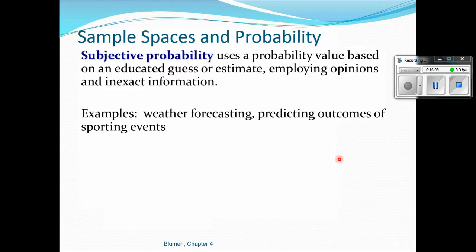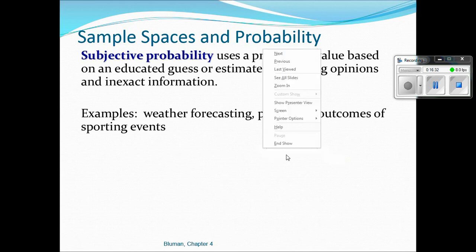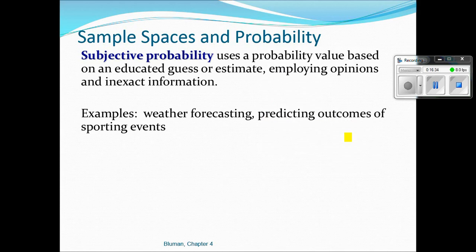And finally, subjective probability. Subjective probability uses a probability value that's based on an educated guess. Okay? Subjective probability is the least accurate. Okay? Because, like I said, it's an educated guess. Sometimes it has opinions and definitely inexact information. And the perfect example of that is right there.